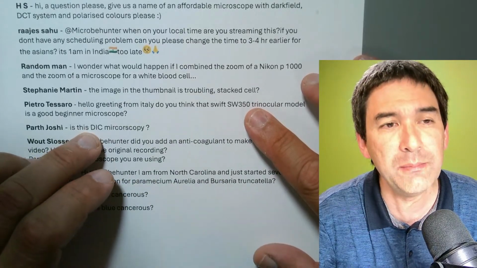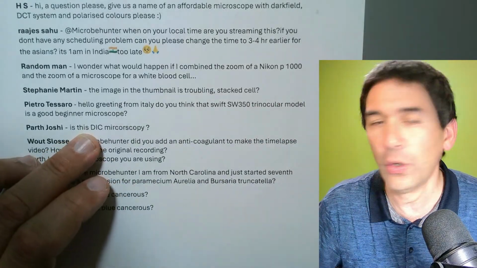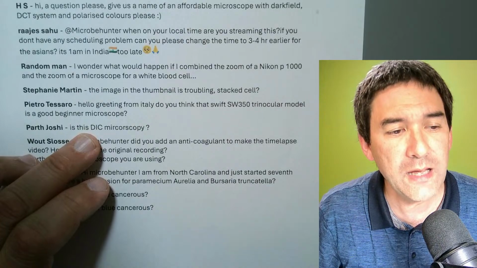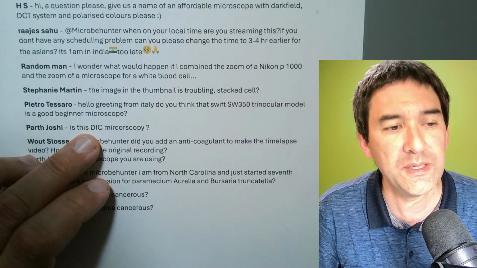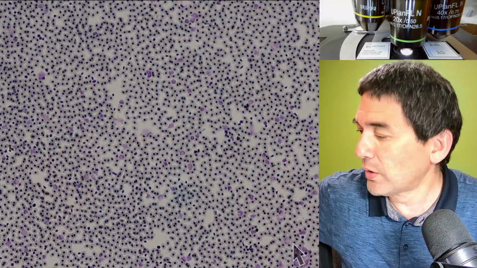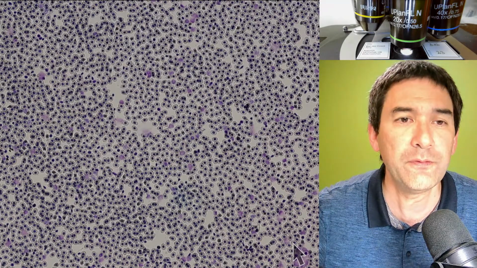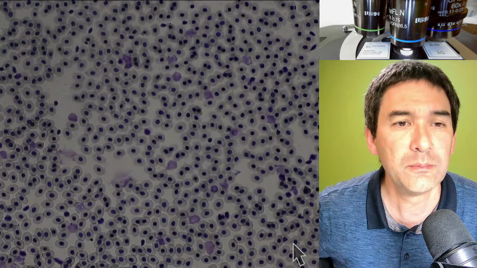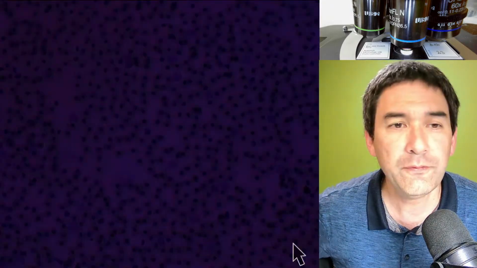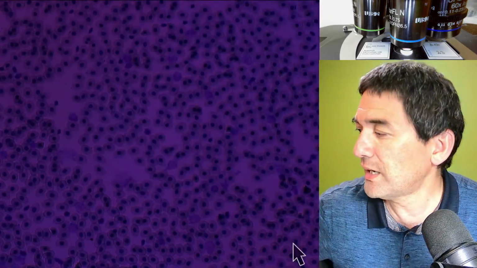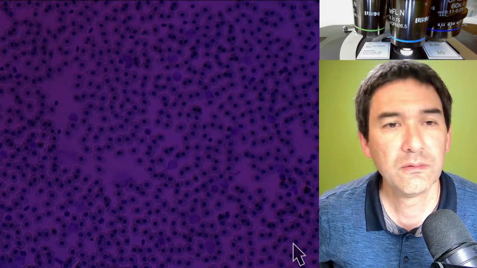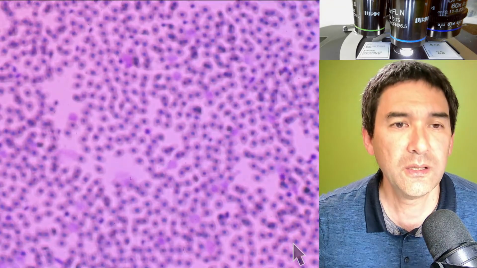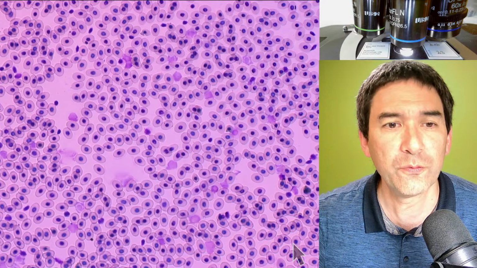Is this DIC microscopy? Yes and no. Many of the things that I have shown you today, especially during the stained ones, were actually in bright field. So this one here is in bright field, okay? And I'm just going to show you how this looks in DIC. Let me turn up the light intensity a little bit more. Regular bright field, and that's now in DIC.